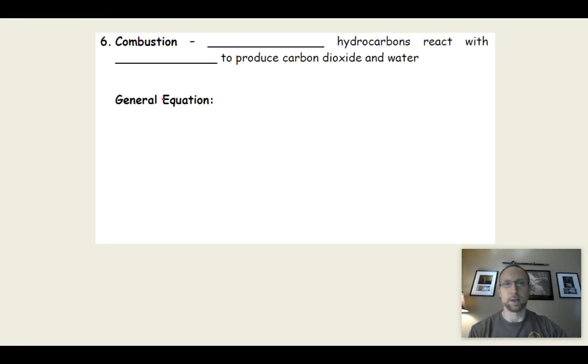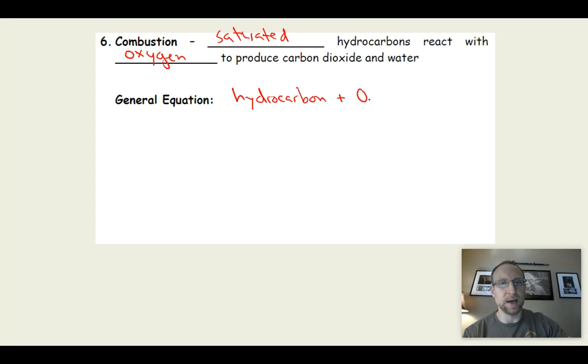Next up is combustion, and we've talked about combustion before. You're taking saturated hydrocarbons, and they're reacting with oxygen, and we're making carbon dioxide and water. So our general formula is we're going to have some sort of hydrocarbon, C's and H's, plus oxygen makes CO2 and H2O.